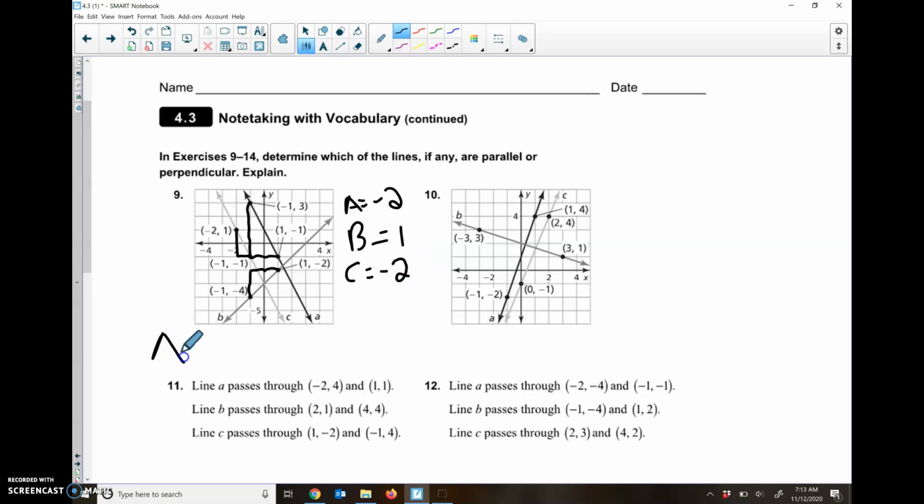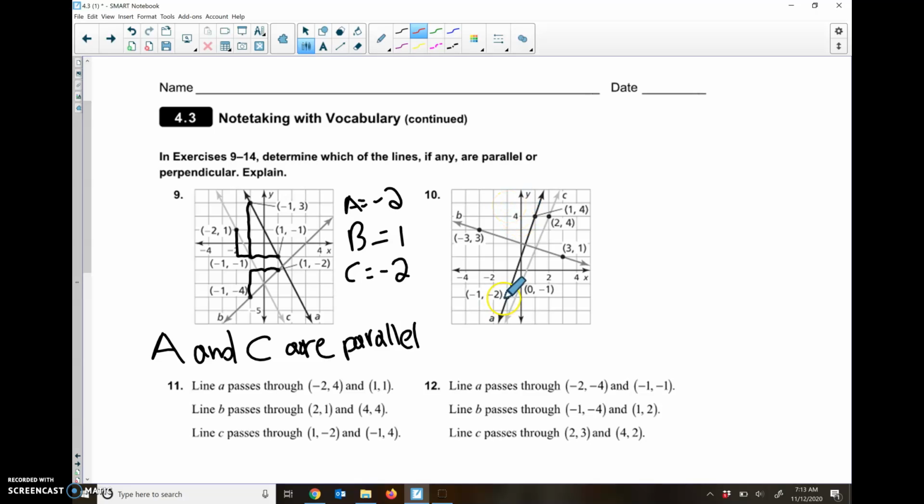So here we know lines A and B are parallel. I'm sorry, A and C are parallel, not B. Okay, and we don't have any that are perpendicular because none of those are opposites. So it might look like C or B is perpendicular to some of those, but that's why we count the slope.